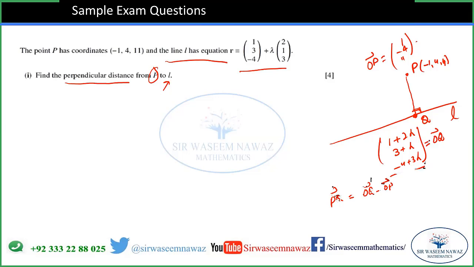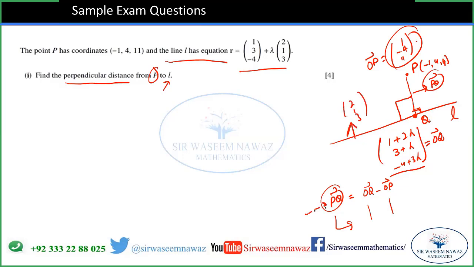This is your OQ, this is your OP. When you subtract them, you will get a vector PQ. Okay, and then when you get the value of PQ, this will be your vector PQ, and this is perpendicular to this line. So what is the direction vector of this line? That is 2, 1, 3.